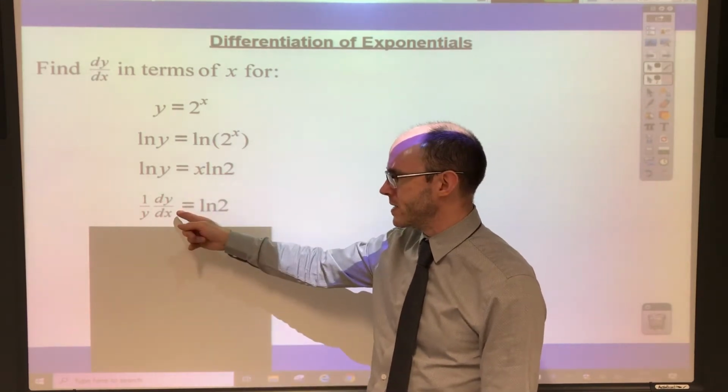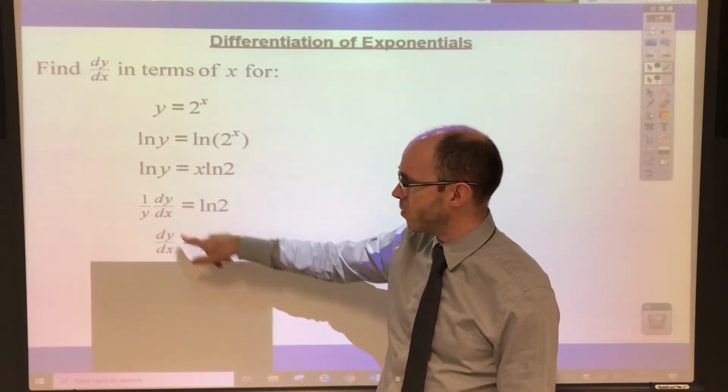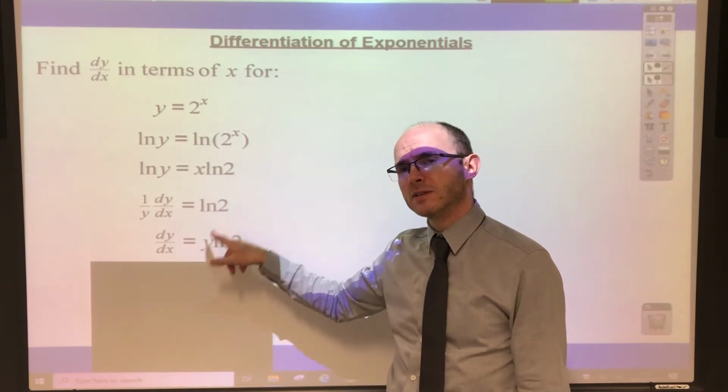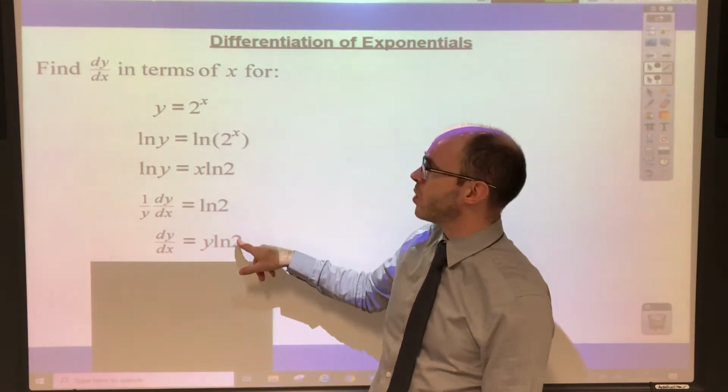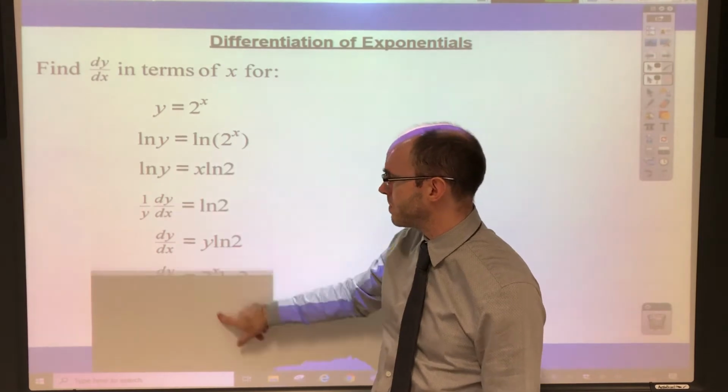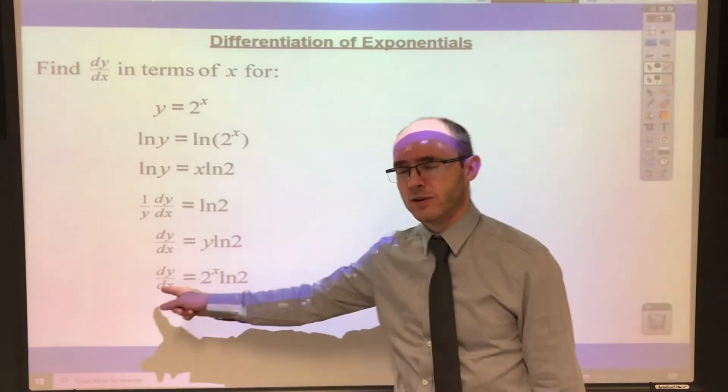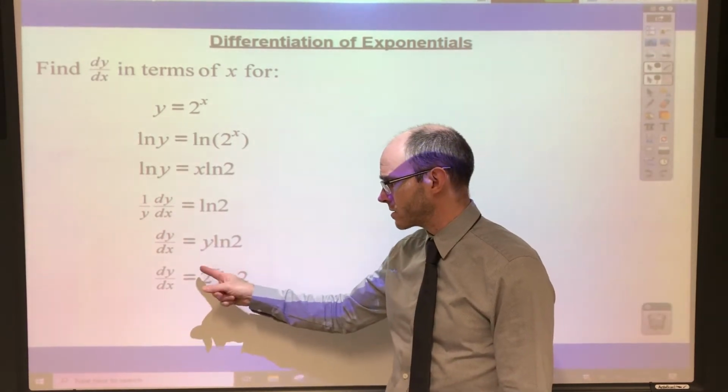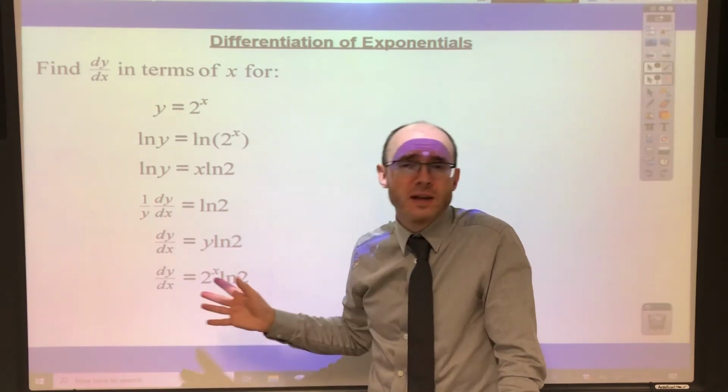And then we'll make dy/dx the subject, so we'll multiply by y, so we get dy/dx is y times natural log of 2. What is y again? It's that, y equals 2 to the power of x. So here's our answer, our result. dy/dx is 2 to the x natural log 2. Okay? And that is it.